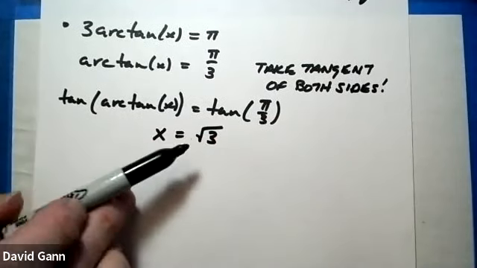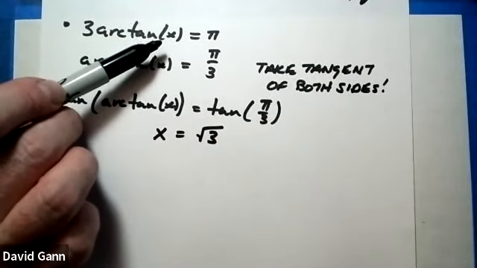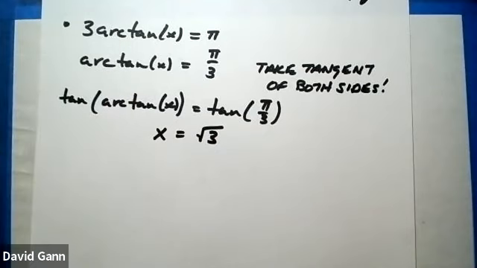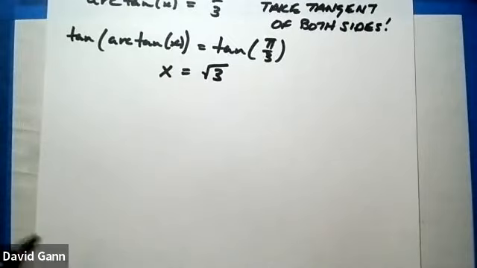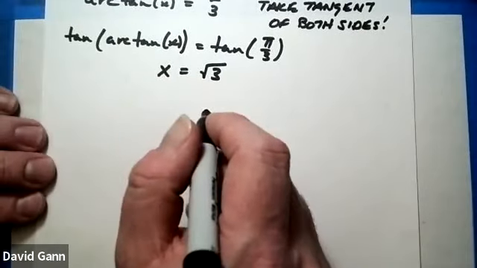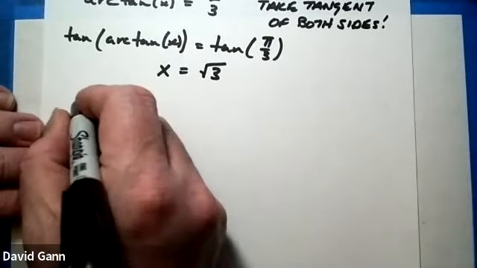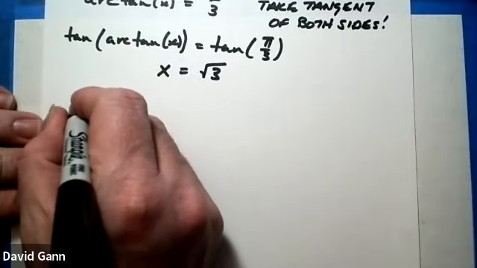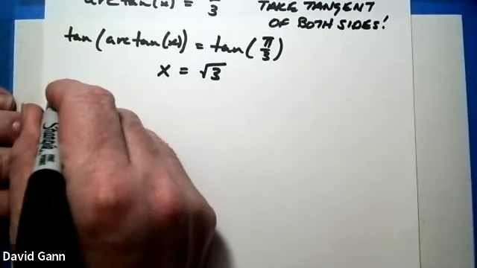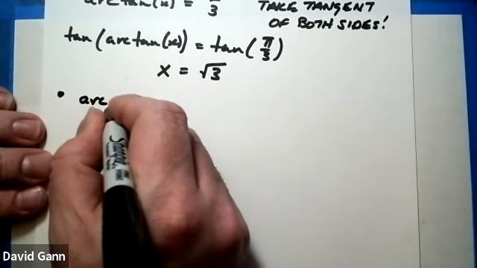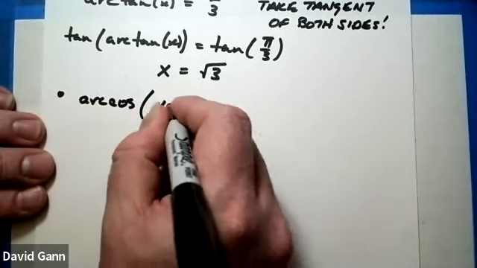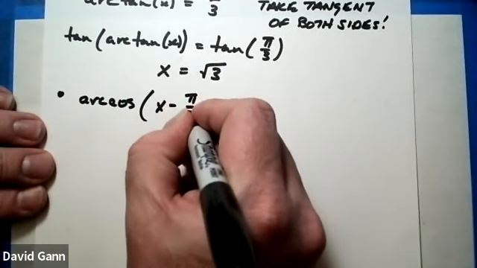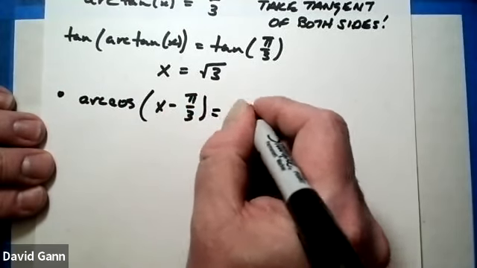You can verify this if you want. You can stick it back into this equation and see what comes out. But I think you'll see that it works. Okay, so let's try another problem where maybe it's a little bit more challenging. It's similar. So let's take the arc cosine of x minus pi over 3 equal to pi over 6.